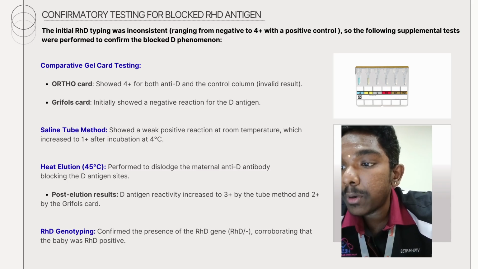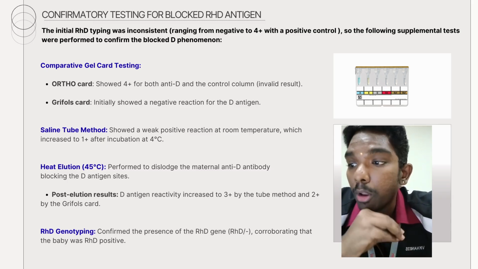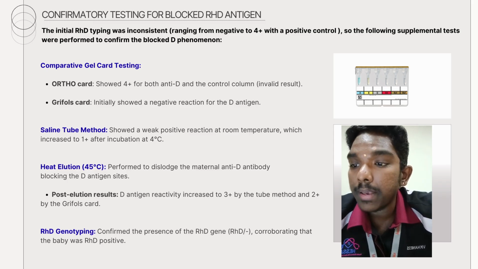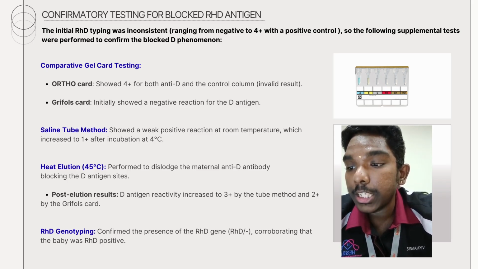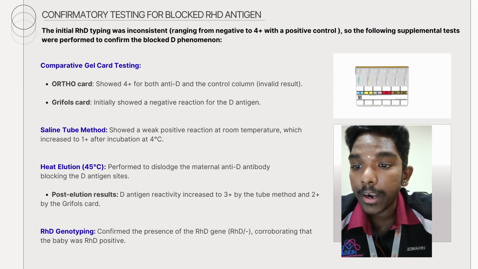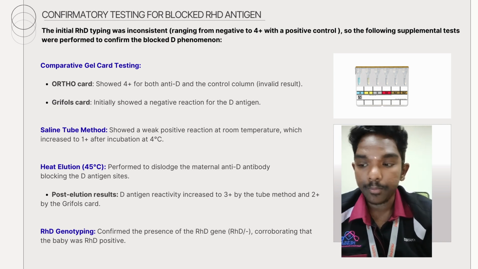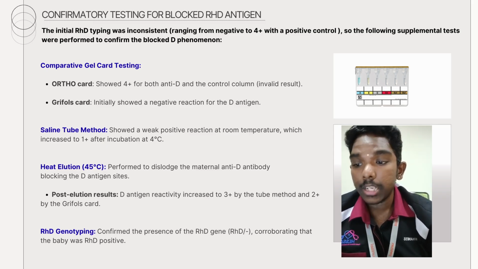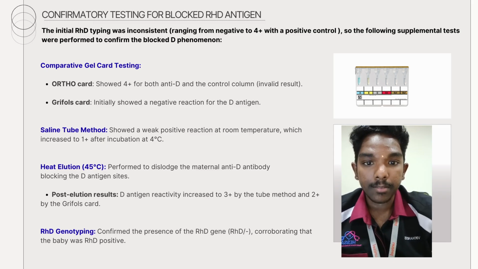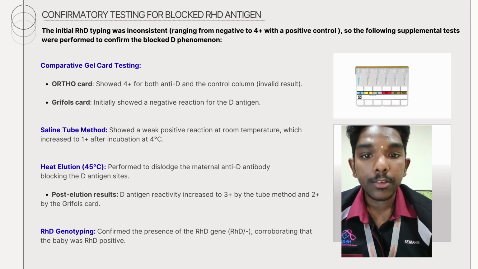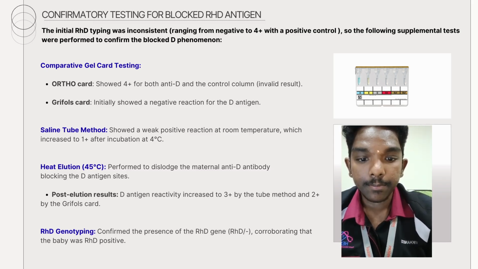And the third one, we performed a heat elution test at 45 degrees Celsius to physically dislodge the blocking antibodies. Following this, the baby's cells clearly reacted as RhD positive. Finally, the RhD genotyping also confirmed the presence of the RhD gene, definitively identifying the infant as RhD positive. Hence, these confirmed that the initial negative results were not due to the lack of the antigen, but rather the blocked D phenomenon. Now, I will pass to my friend to further explain regarding the case study.